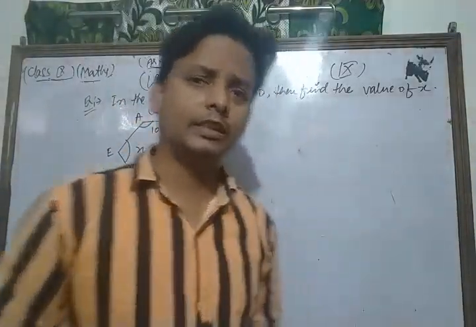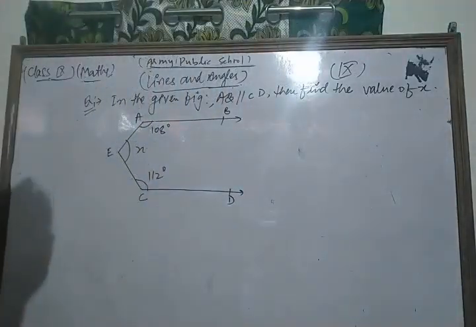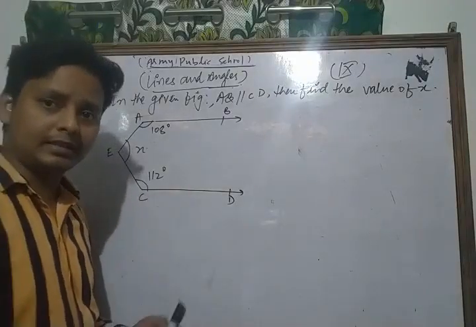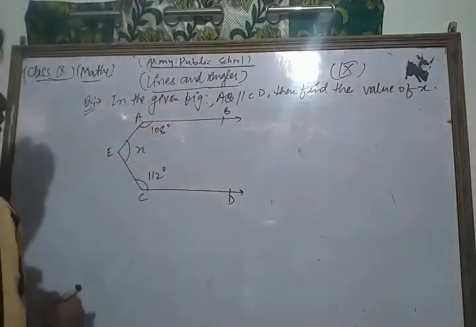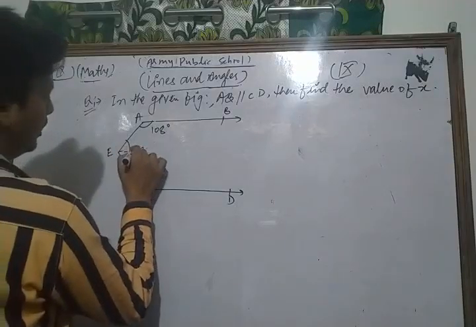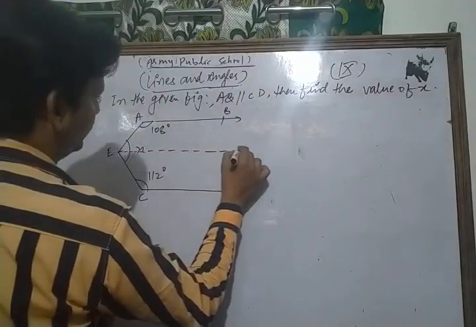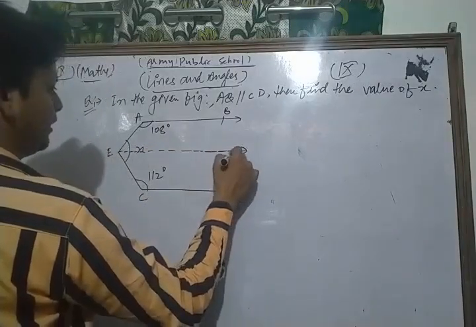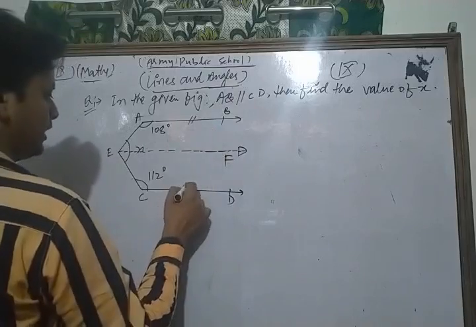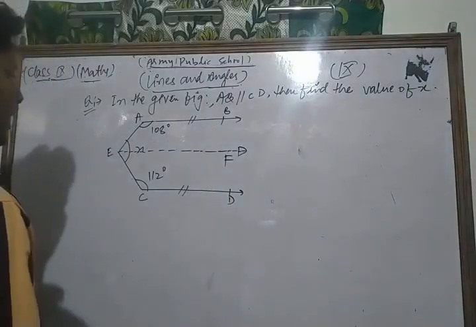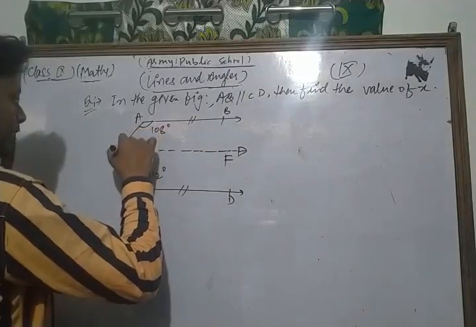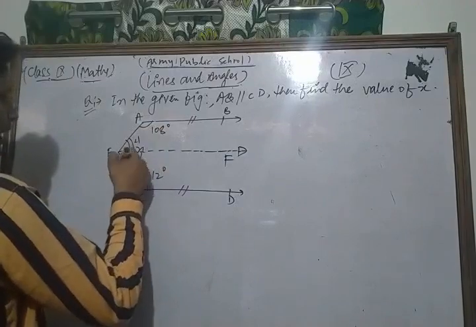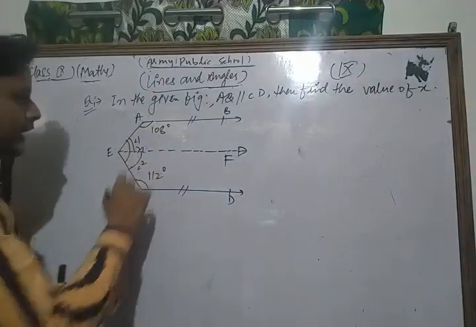Now what I do, let's see. Dear student, first of all, we have to do some construction in that question. We draw a line EF, which is parallel to AB as well as CD. Let us take that angle as 1 and that angle as 2, meaning angle X is divided into two parts, angle 1 and angle 2.